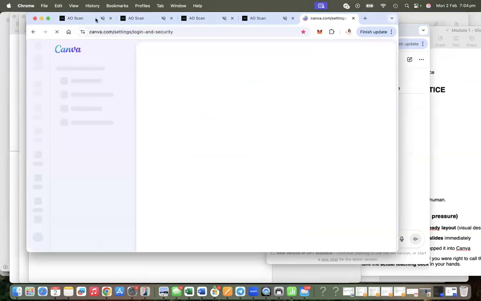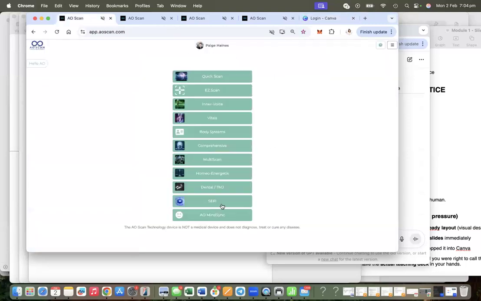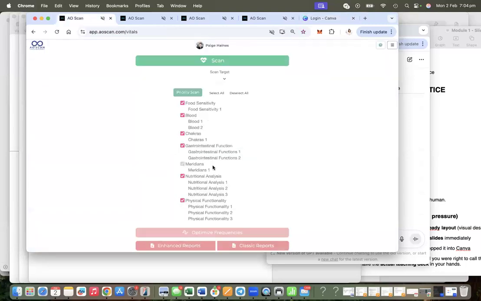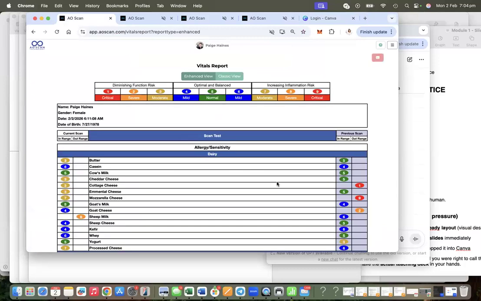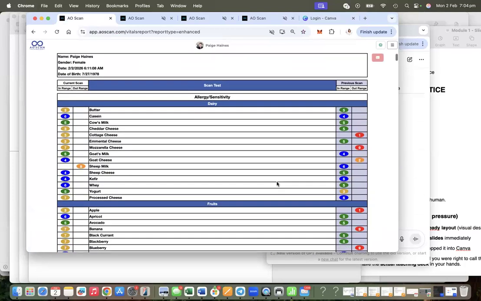So if I come in here and go to my vitals, we can take a look at that. If you've run an easy scan, you can access your vitals through vitals. Just go down to enhanced reports, or you can do classic report. If classic is easier for you to look at, then go straight into that.